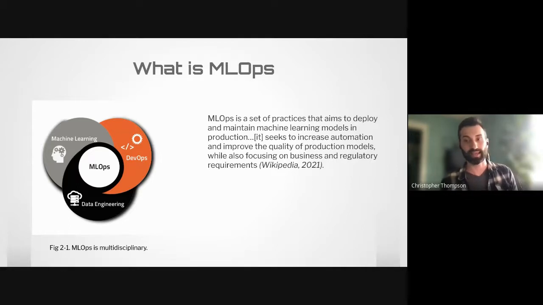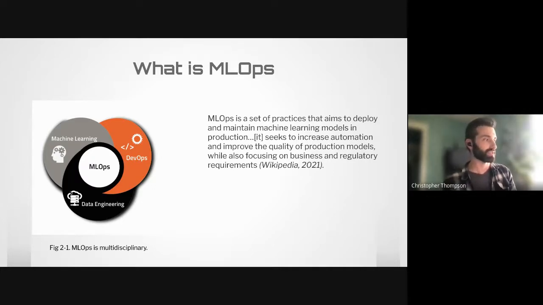MLOps is a set of practices that aims to deploy and maintain machine learning models in production. All right. So what we're talking about here is moving towards automation of all of this stuff. So automatically retraining a model when it goes stale, right? Monitoring, automatic alerts if anything's going wrong, and making sure that our systems are pushing us towards our business goal, our business objective that we've laid out.